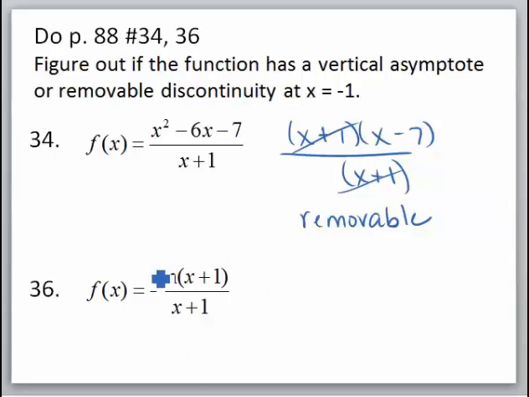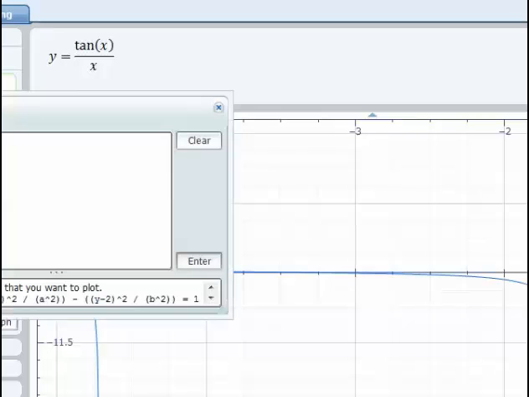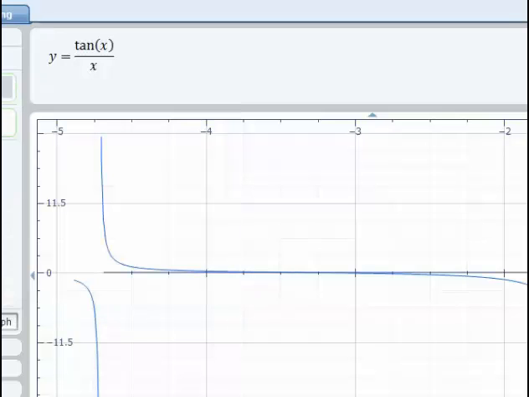Now you may not be able to tell as much on this one, so you may want to check it with the graphing calculator. At first glance, I would say it's removable, but we'll go ahead and check that for sure. I know you can't see what I'm typing in, but I'm getting ready to type in sine x plus 1, divided by x plus 1. I'll enter that in, and I'll hit graph.